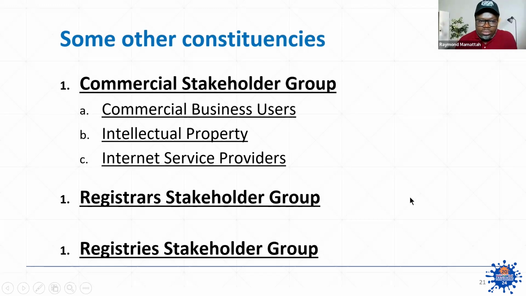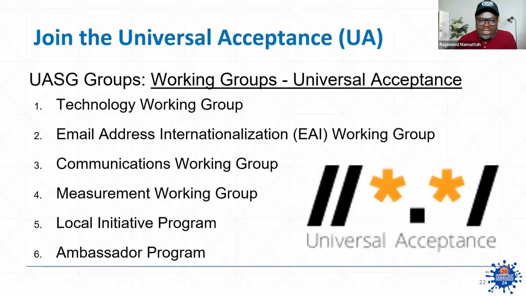We have the universal acceptance. Universal acceptance technically is about making sure that with the domain names we use, we can use non-English characters in creating various domain names, so that it will not only be the usual English characters. It has a series of working groups based on your interest. If you're a technical person, you can join the technical. At the moment, they're not joining the communication. So you can join either the technical, the email address, or the measurement group. Any of these will do well for you.